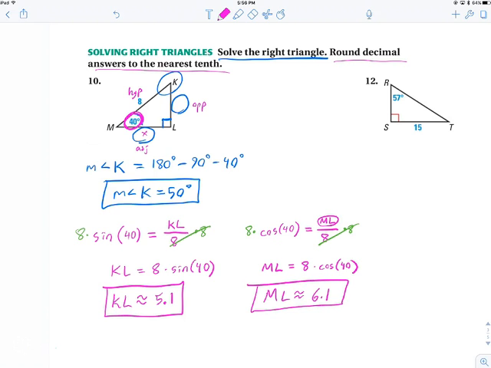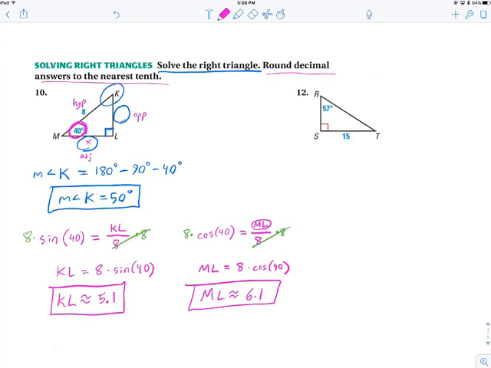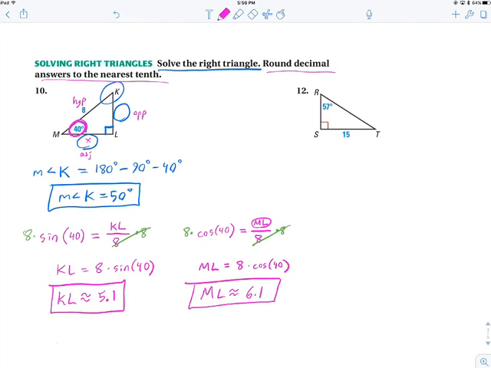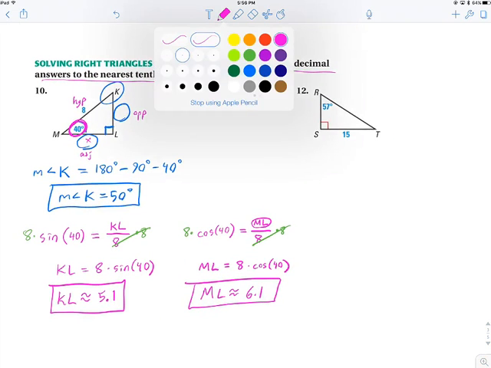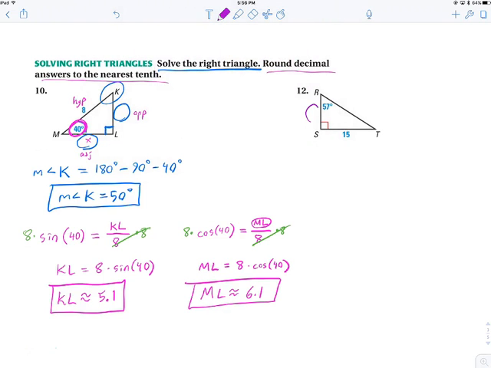All right, so now I'm going to do the same thing over here with number 12. Again, with number 12, what am I missing? Okay, well, I don't have this side length. I do have 15 on the bottom. I don't have the hypotenuse. And I don't have angle t, but I do have a right angle, 90 degrees.